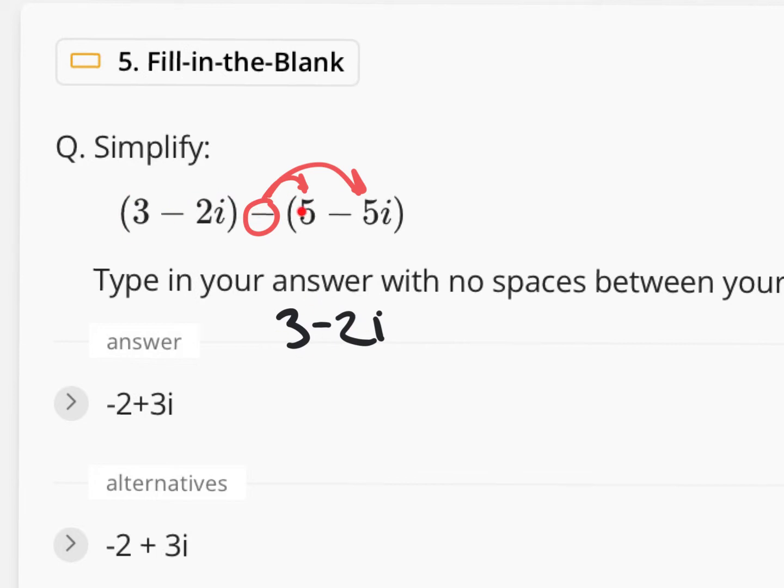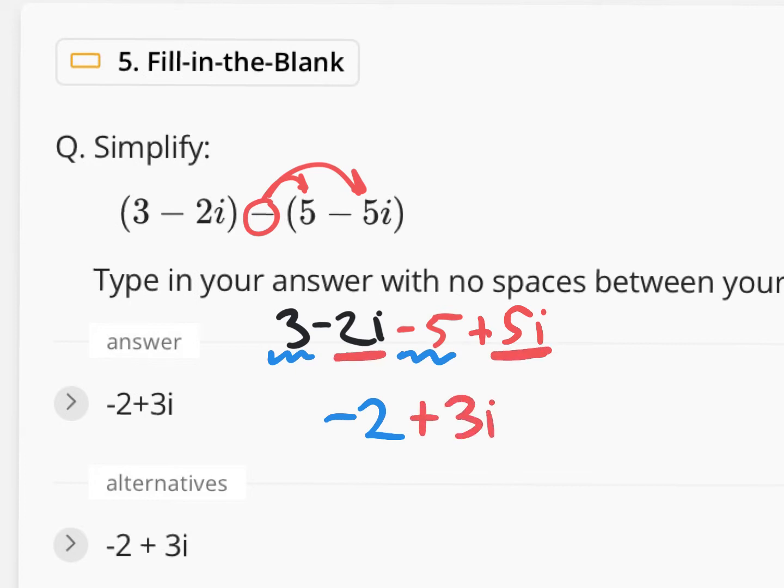And over here, I'll get a minus 5, and then I'll also get a plus 5i, okay? And now the question is, let's just combine like terms. Let's begin with the real part. 3 minus 5 is negative 2, and then the imaginary part, negative 2i plus 5i, that's a positive 3i. And that is your answer in the correct form, negative 2 plus 3i.